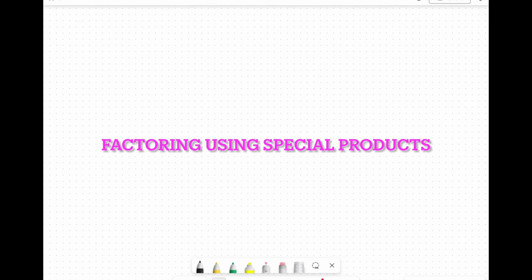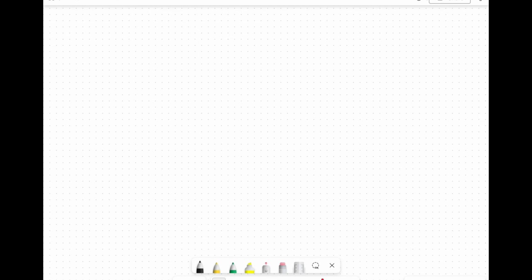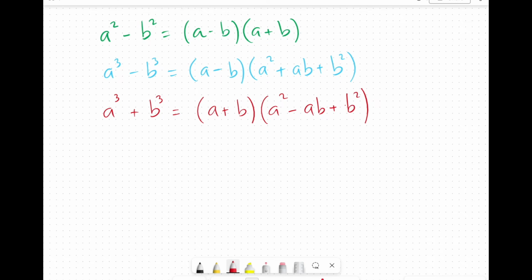Welcome to factoring using special products, and here are the three formulas that I will reference throughout this section. I will refer to them as the green formula or the difference of squares formula, the blue formula or the difference of cubes formula, and the red formula, which is the sum of cubes formula.